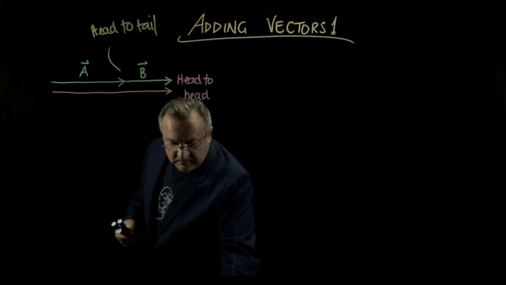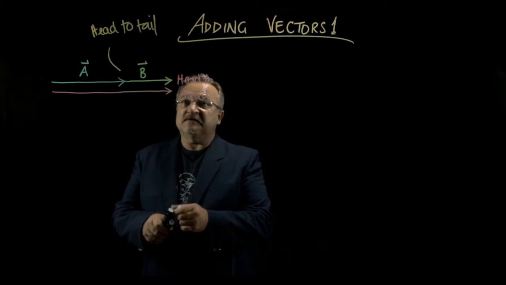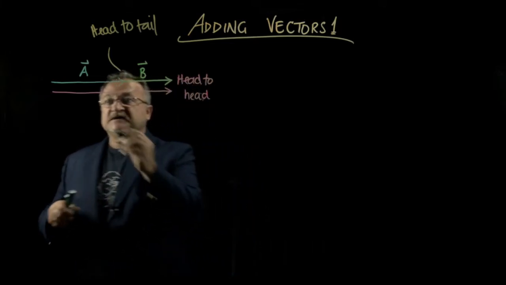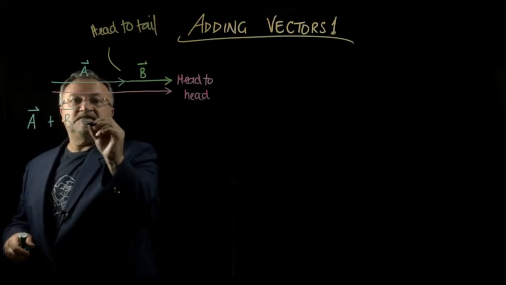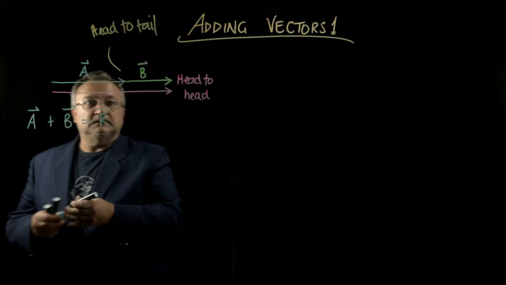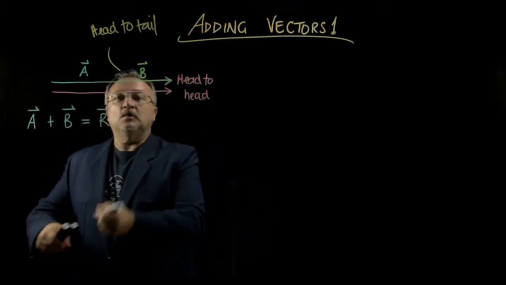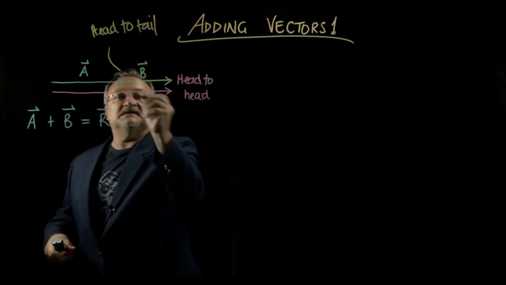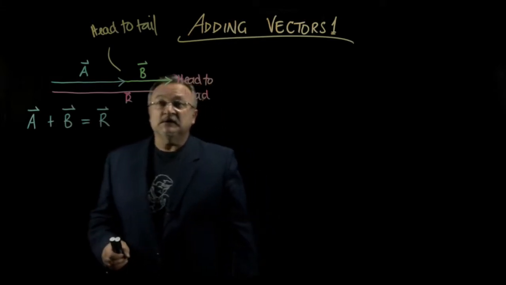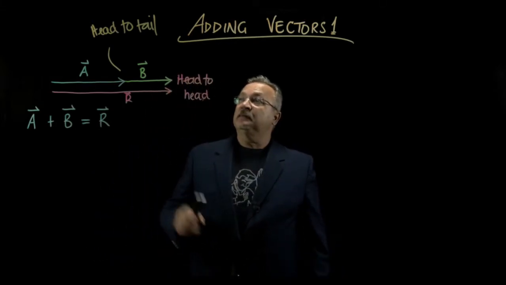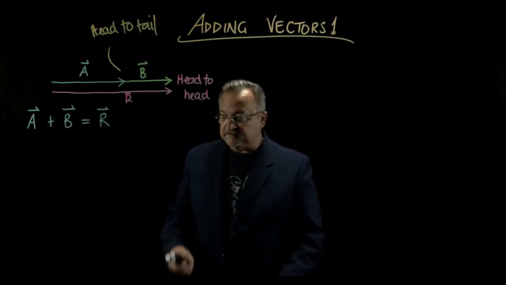Now, if we were to write this algebraically, we'd write it as follows. We'd say vector A plus vector B gives vector resultant, or the sum of those two vectors. So this vector, therefore, we will call the resultant vector, vector R. And again, every time we add two or more vectors, we apply the same rules, head to tail when we're adding the vectors, and head to head when we're finding the resultant.